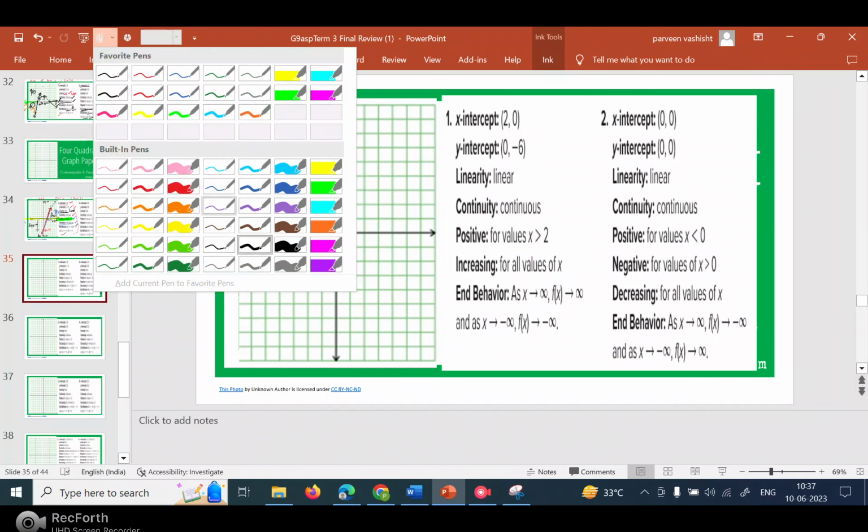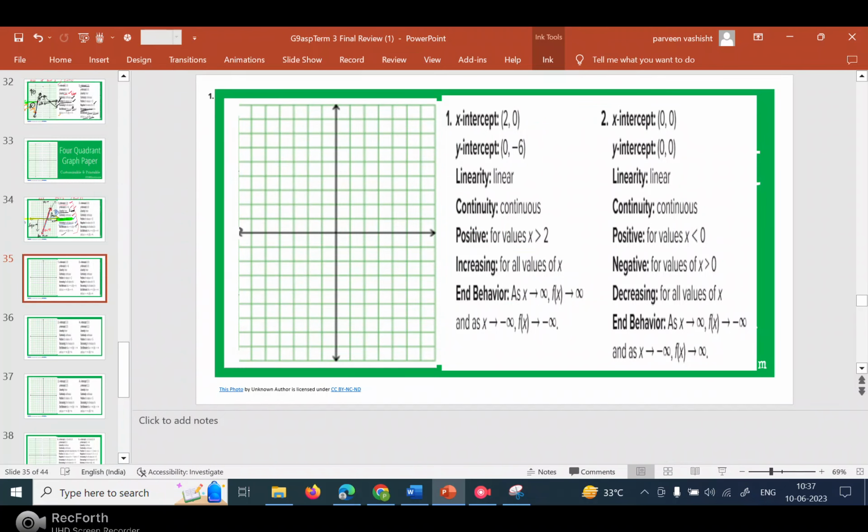Let us do question number 2. Again, you will see all the points carefully. The x-intercept is at (0, 0). This is my x-intercept. The y-intercept is also (0, 0). So the same point is my x-intercept and y-intercept. What next thing do I have to see?